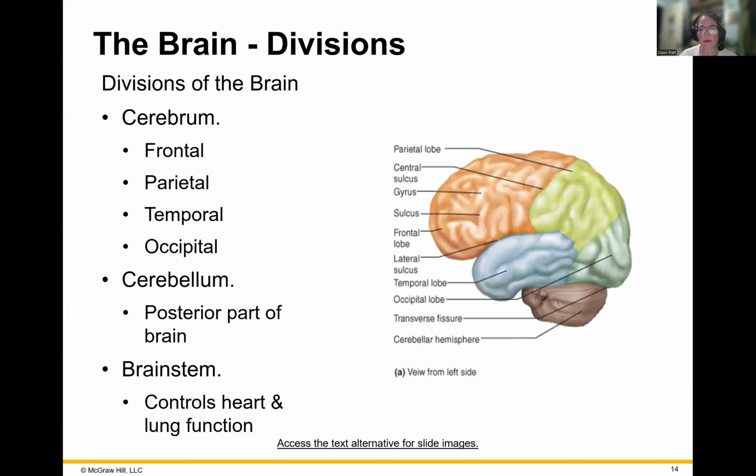The brain and the cranial nerves, though. Let's get into this. There's different parts of the brain. We have the cerebrum, the cerebellum, and the brainstem. And in the cerebrum, we have our frontal, parietal, temporal, and occipital lobes. Our cerebellum is the posterior part of the brain. And then the brainstem, which is back there as well, controls the heart and lung function.